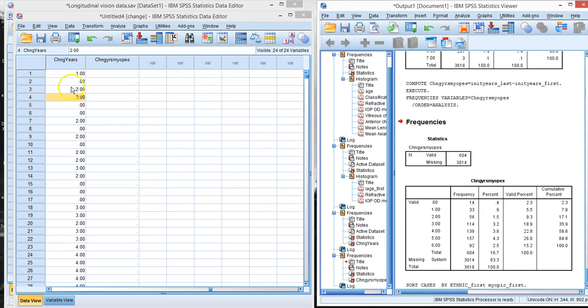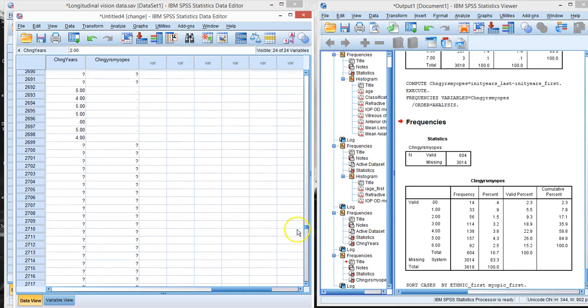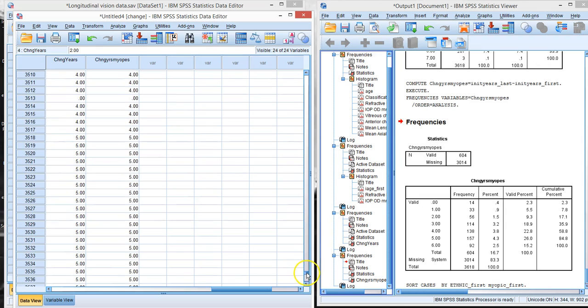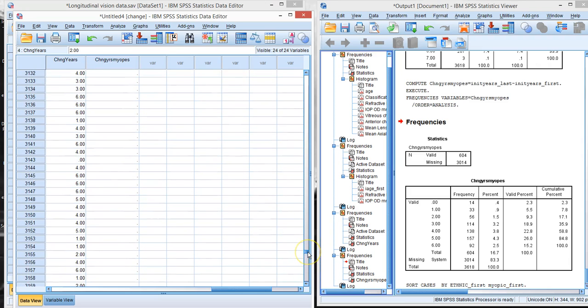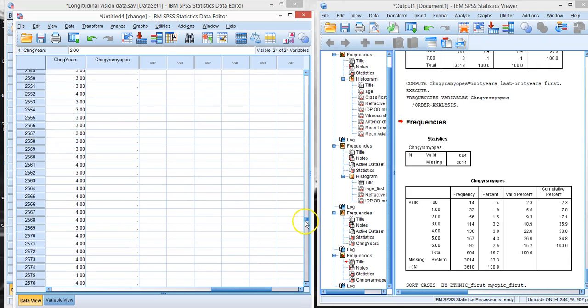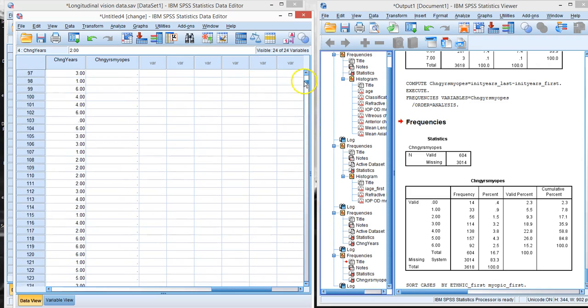And what happens is we order. Remember, we had a few values in here. When we come down, if we scroll down here, we'll see at some point we have all the myopes. It sorts them out. It sorts them by ethnicity and myopic status.